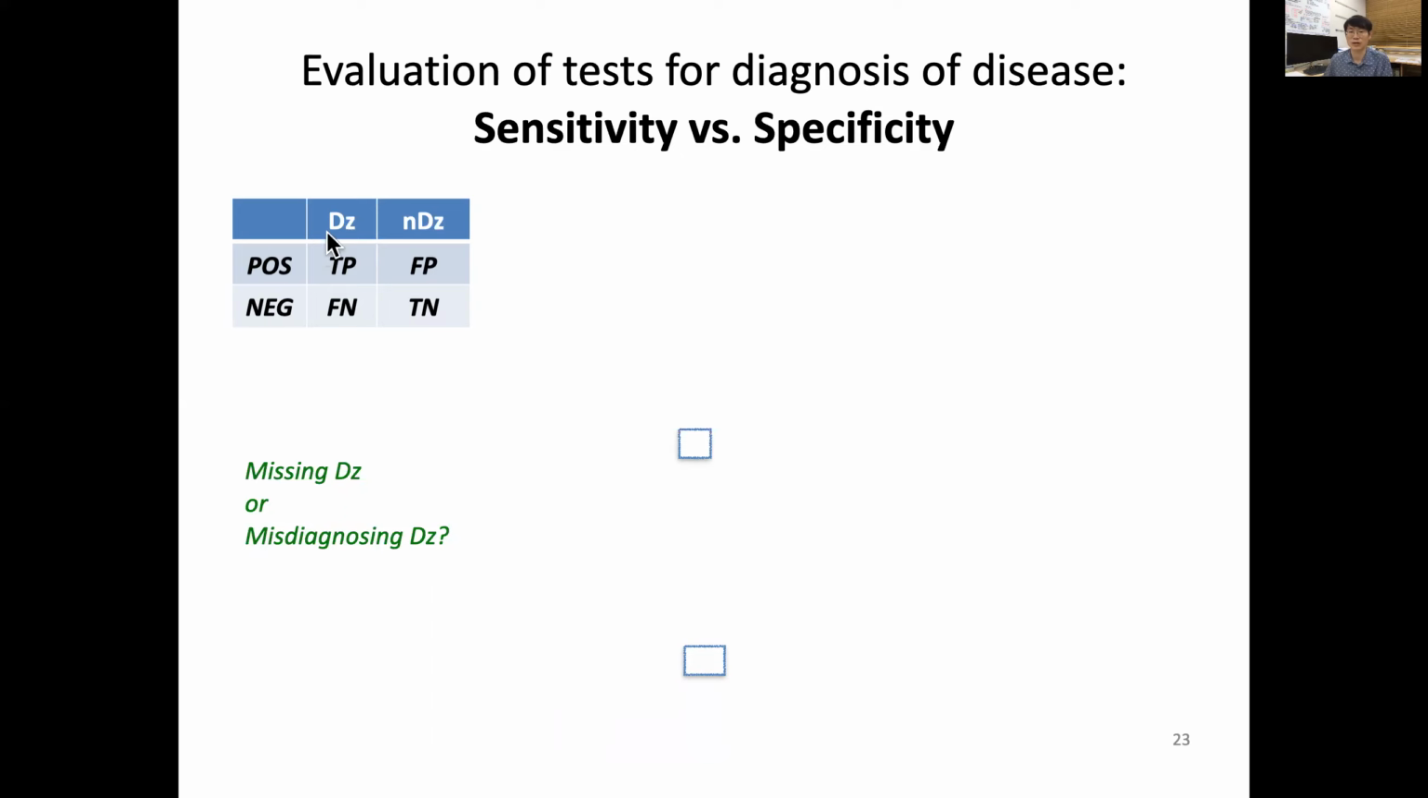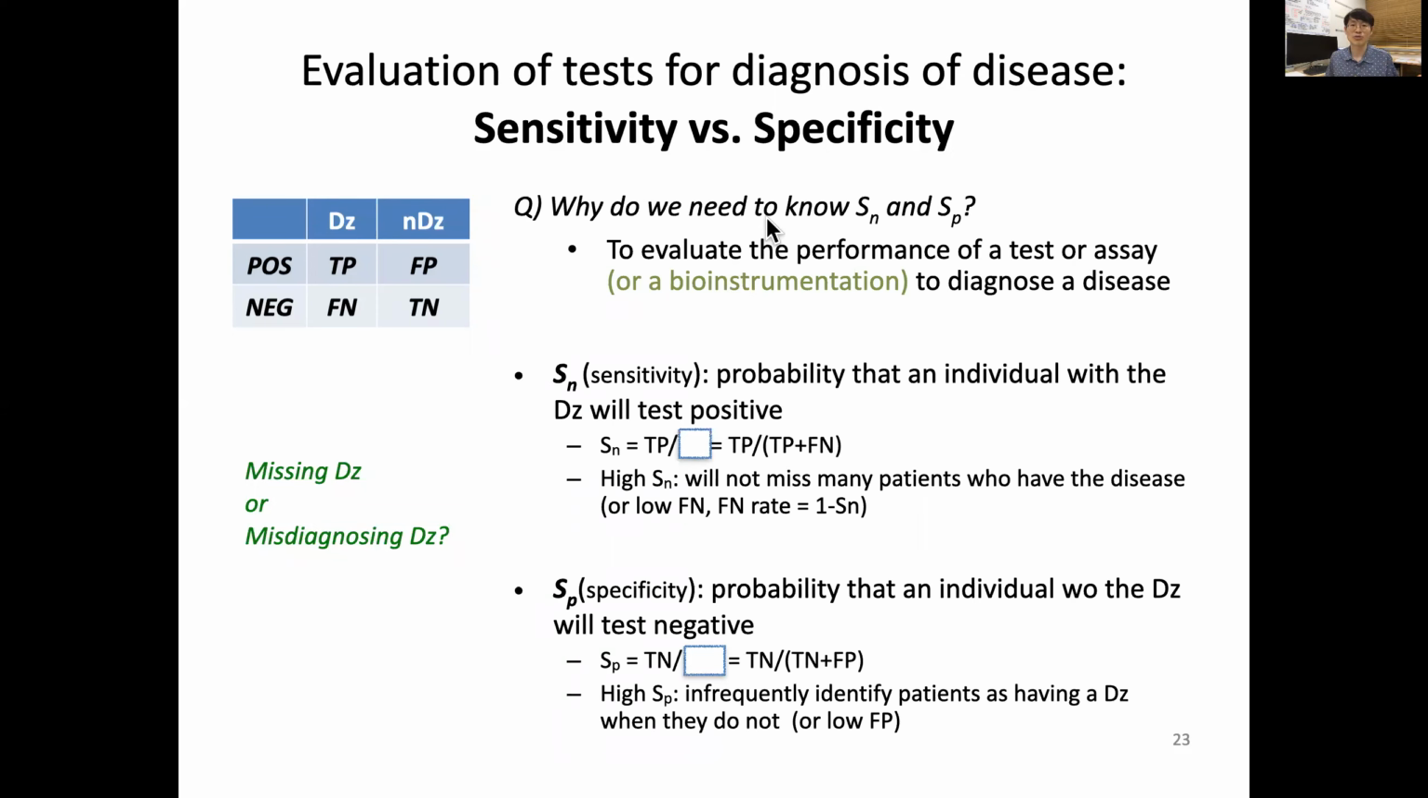So there's a simple 2x2 matrix, and let's see why we need to know about sensitivity and specificity. That's what people will ask you. To evaluate the performance of a test, assay, or bioinstrumentation used to diagnose a disease, these are the important parameters which belong purely to that instrument. The definition of sensitivity is the probability that an individual who has a disease will test positive.